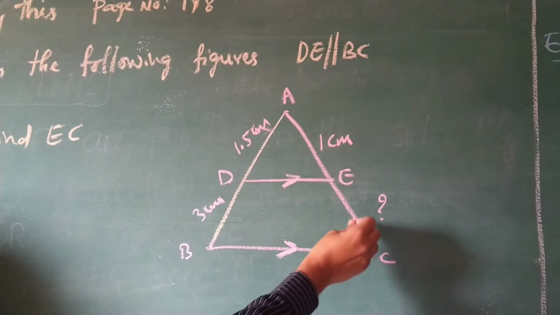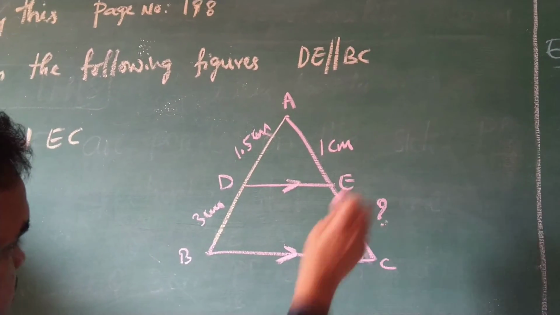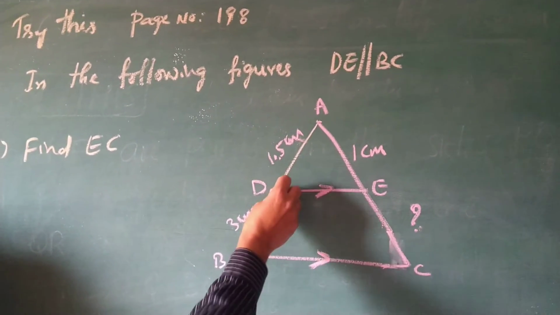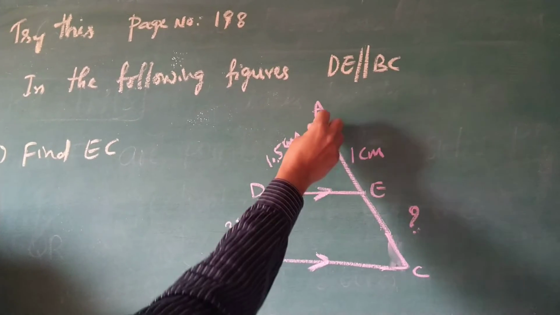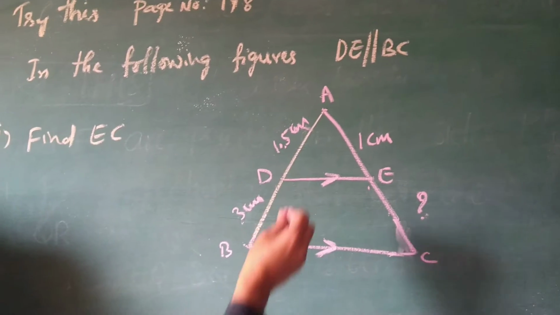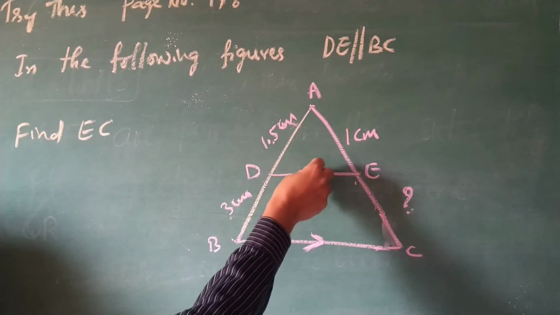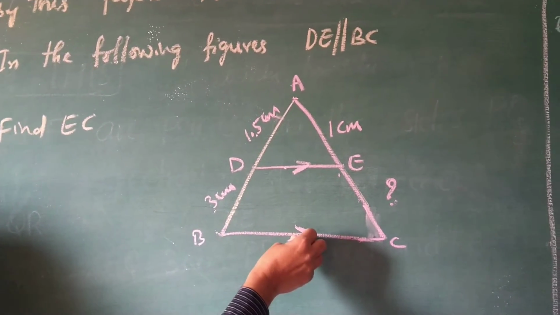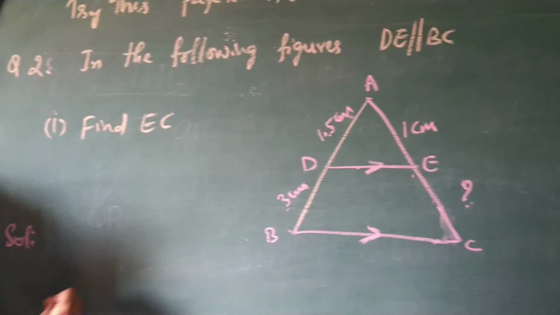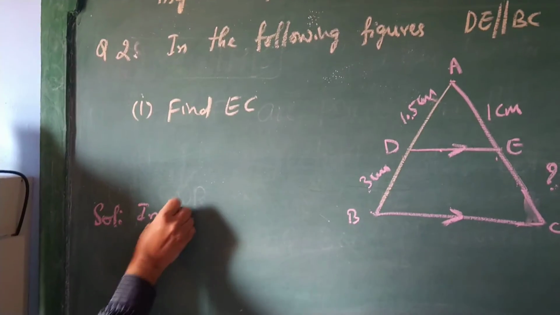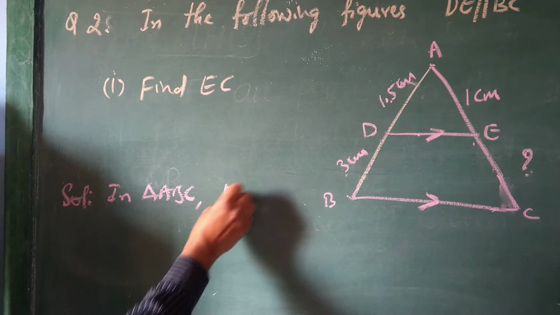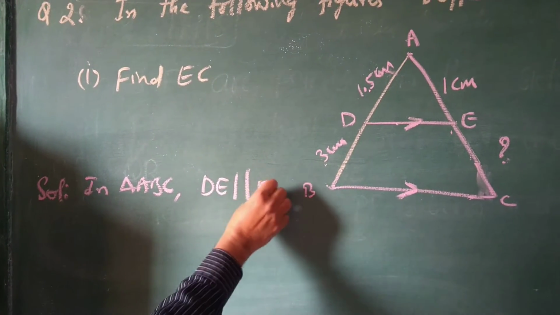Here you have to find EC. Already AD is equal to 1.5 centimeters, DB is equal to 3 centimeters, AE is equal to 1 centimeter. Here in this triangle, one line is parallel to one side of the triangle. By applying BPT, you write the solution in triangle ABC like this. DE is parallel to BC.